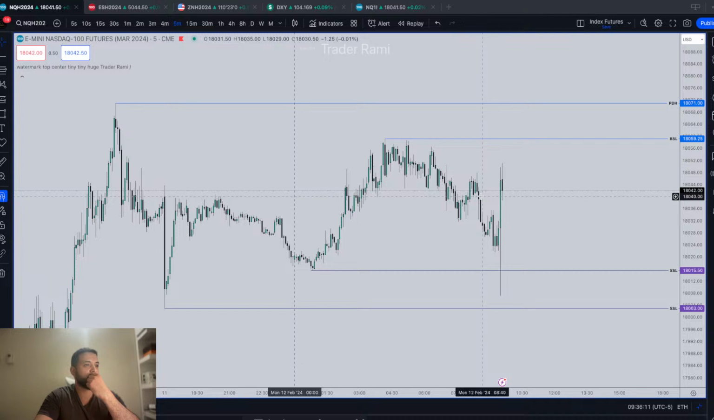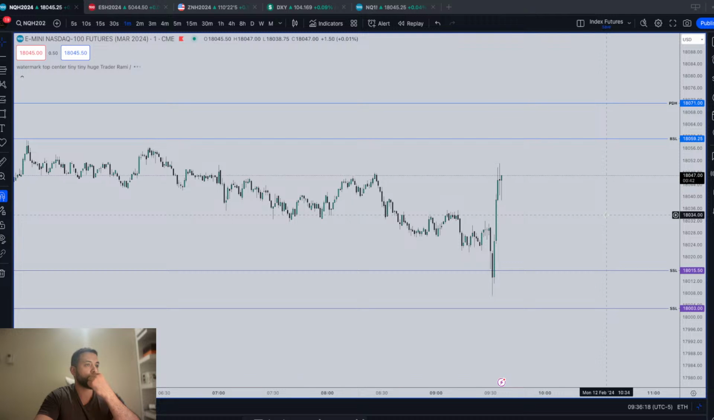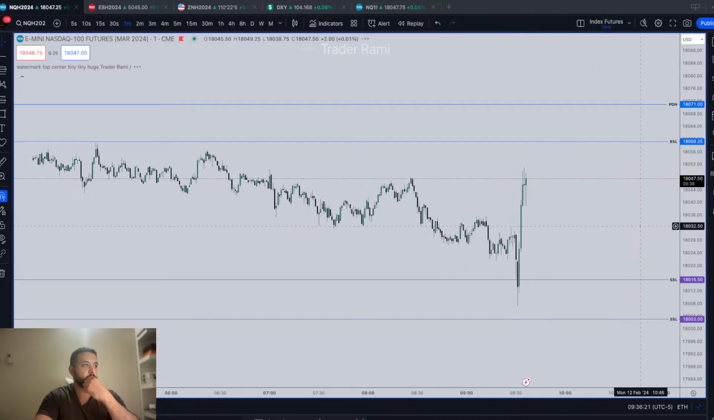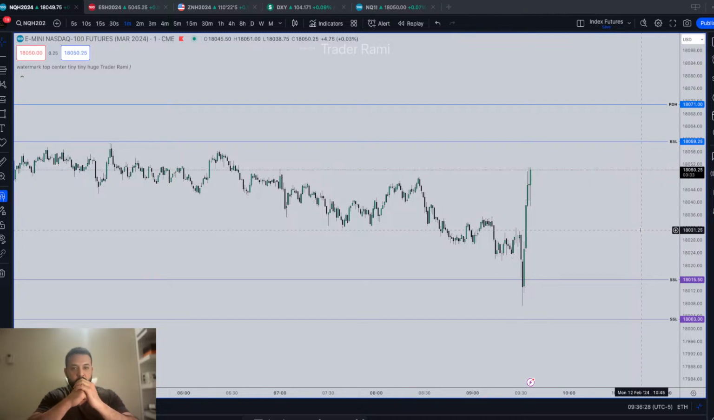Inversion, fair value gap, bullish breaker. Let's see if it respects it and wants to carry on going higher. So I'm opting to stay out for the first 15 minutes of this opening range.